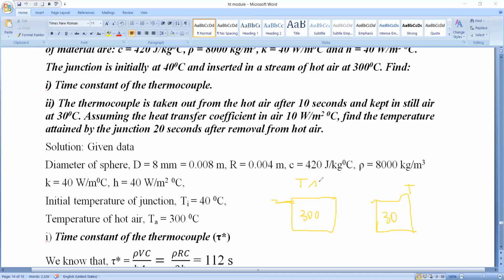Whatever the value of T which is calculated for the first environment, that is at 300 degrees centigrade, that will become Ti for the second condition. The surrounding temperature Ta of 30 degrees is known. The time is also known, that is 20 seconds. Now get the value of the temperature after 20 seconds.